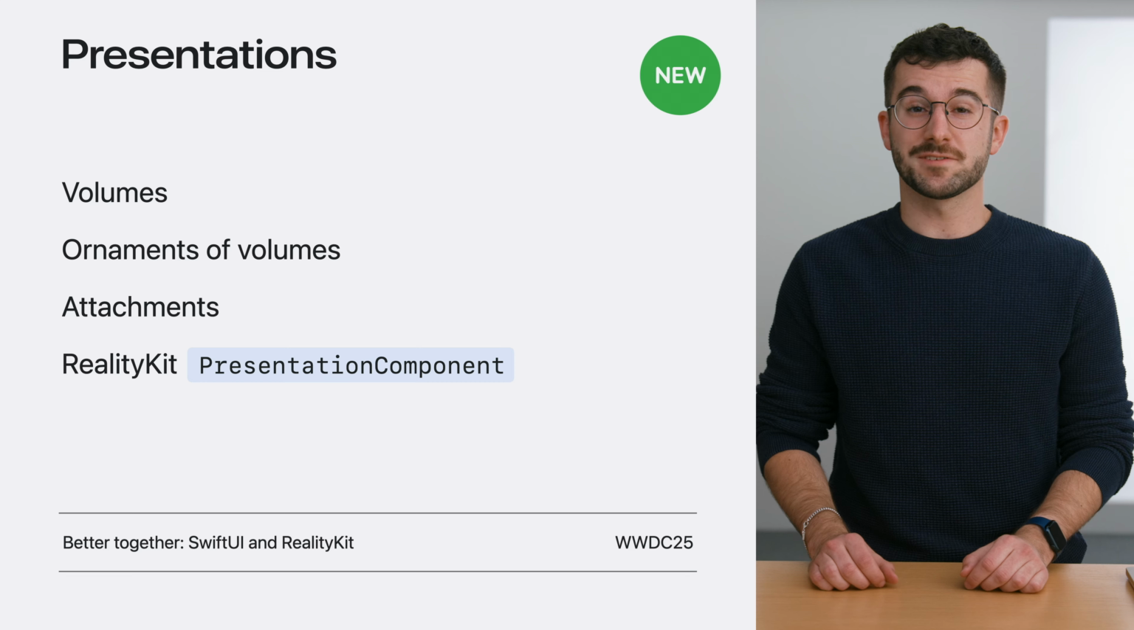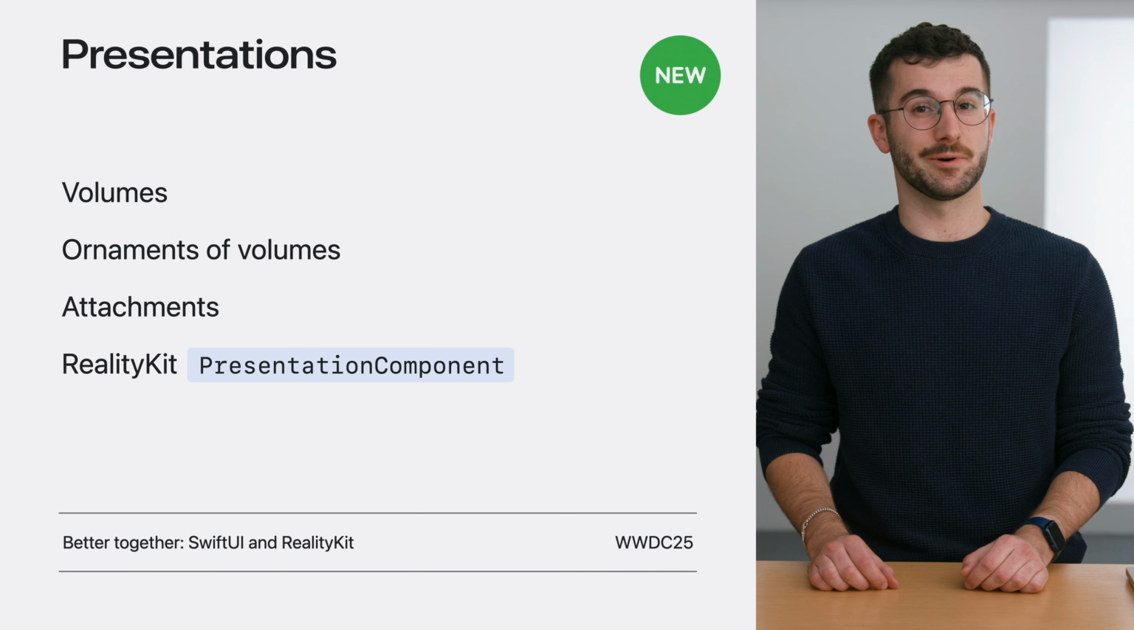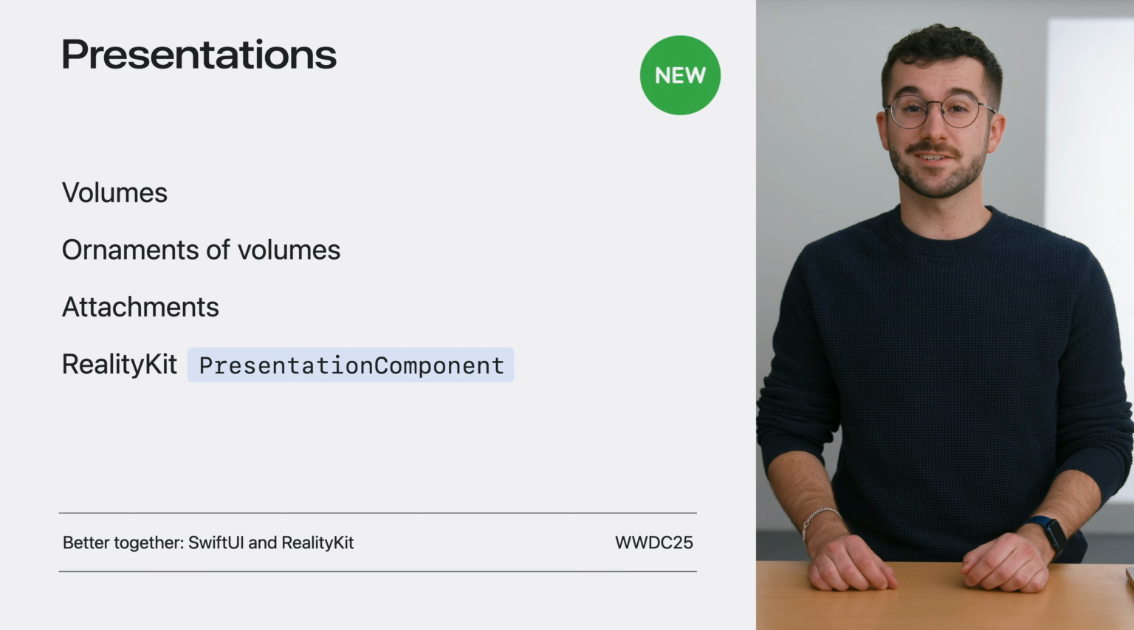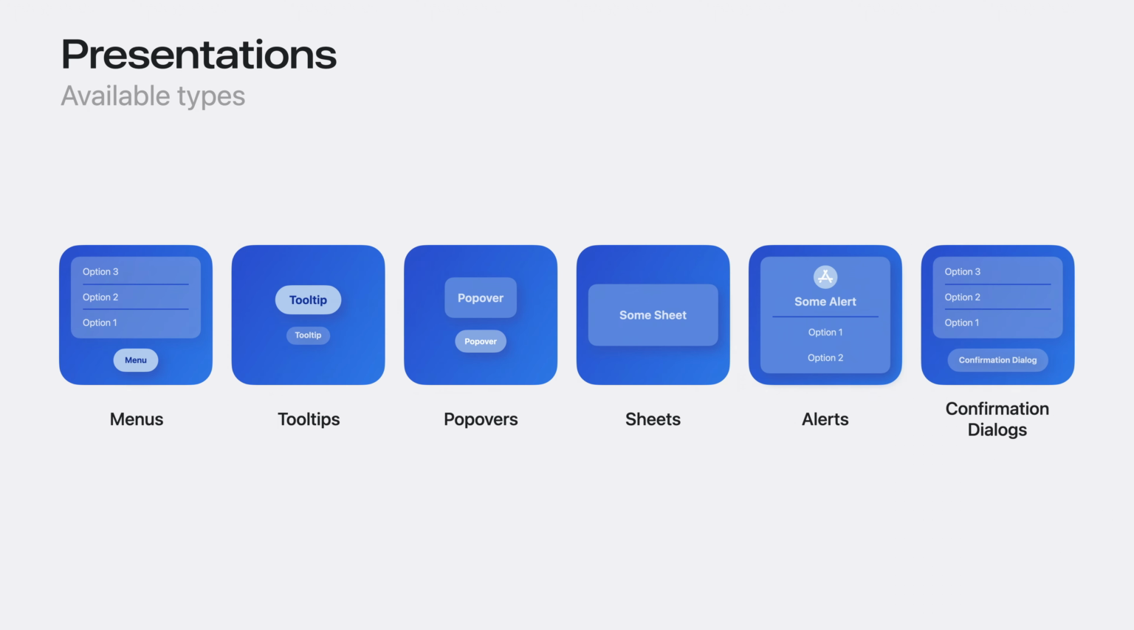To learn more about using presentations in RealityKit with attachments and the presentation component, see Better Together, SwiftUI, and RealityKit. This isn't limited to a small subset. All presentation types are available. That is menus, tooltips, popovers, sheets, alerts, and confirmation dialogues. Check out the documentation to learn how to create these presentations with SwiftUI.